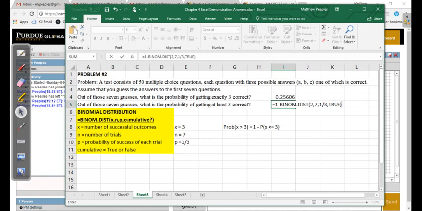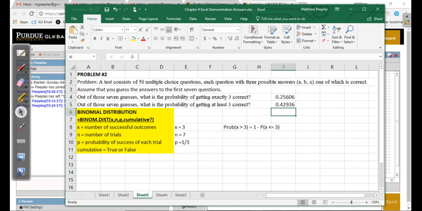And then we type that in. All right, so the probability of getting at least 3 correct is 0.42936. And this is the same as if we added up each of the probabilities one by one for getting 3, 4, 5, 6, or 7 guesses correct.